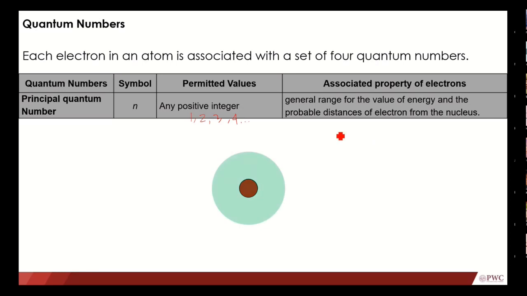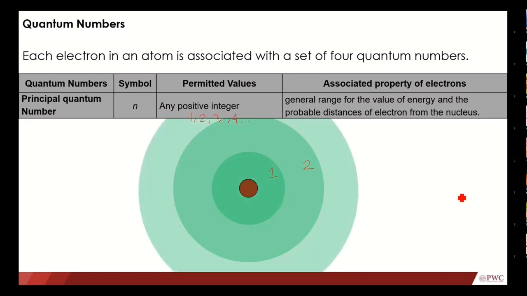So for example, when n is equal to 1, that's the closest electron from the nucleus. And then as we go away from the nucleus, the value of n becomes larger and larger. And aside from the distance, this also describes the energy of the electron. So as we go away from the nucleus, the energy goes higher and higher. So we also call this one energy levels because again, these levels also have different energy. That's the first quantum number, the principal quantum number.